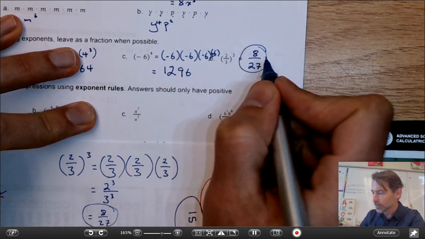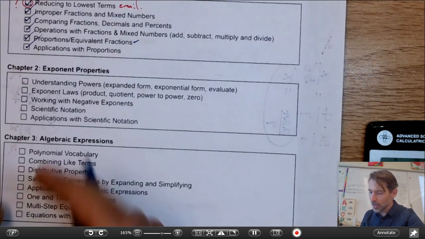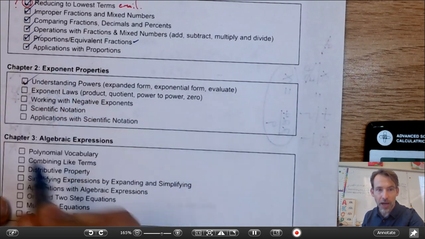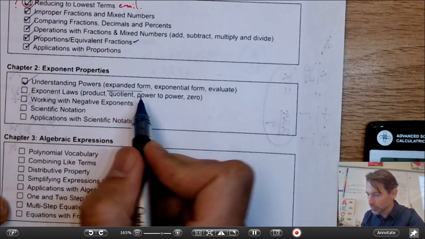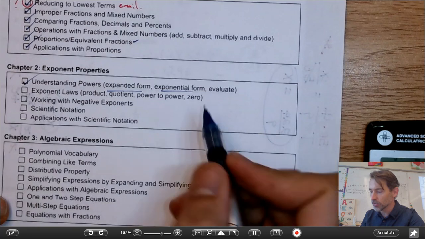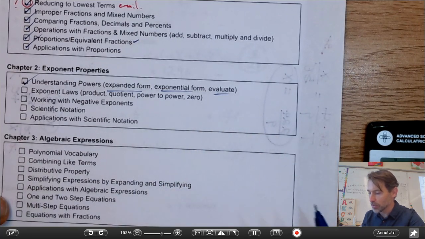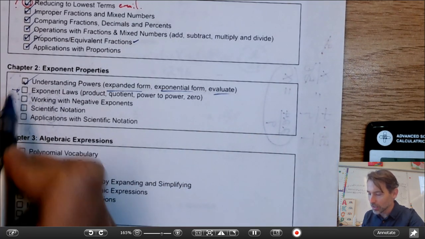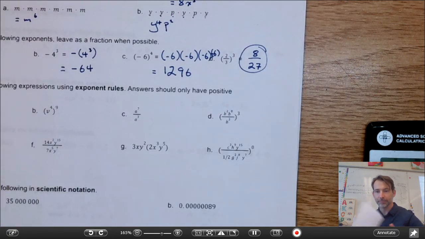All right, so now we go back to this sheet and let's see what we've done. I think we've understood powers so far. We've used expanded form. We can write things in exponential form. We can evaluate some exponents. Okay. Now let's take a look at our exponent laws.